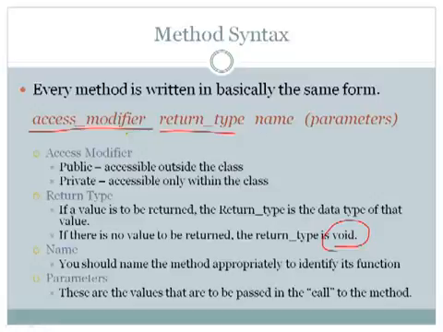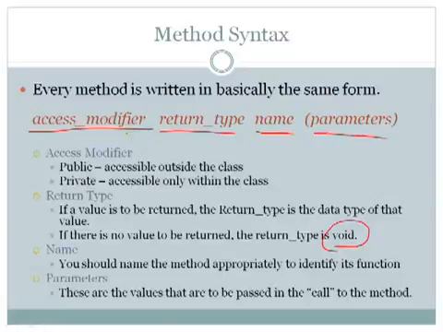The third is the name. Now your name should be appropriate. Set color, get name, whatever is appropriate for the method that you are creating, and you want to make sure that when you name it, it's going to identify the task or function that that method is going to be doing.